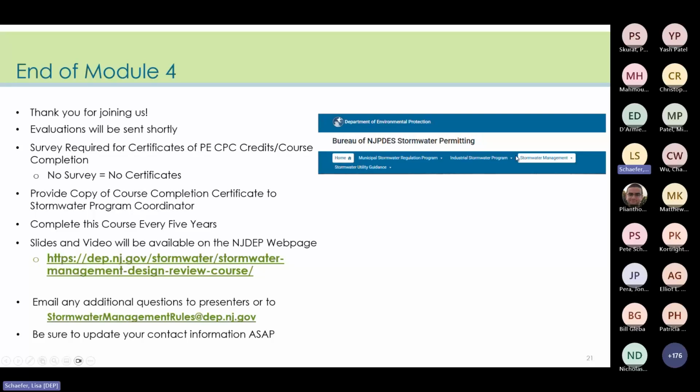Please note that you can also use the pull down menu, and then you'll hover over the word training to get to the menu for the SWMDR and rule amendment training page. But please don't forget to check the webpage for updated chapters to the manual and other links for rainfall data and training periodically.